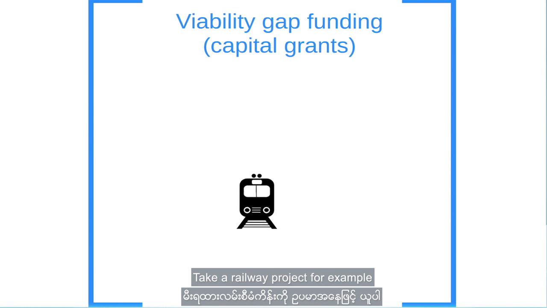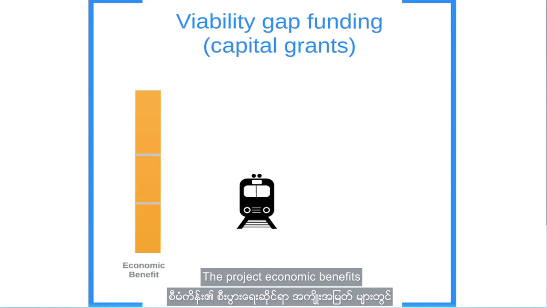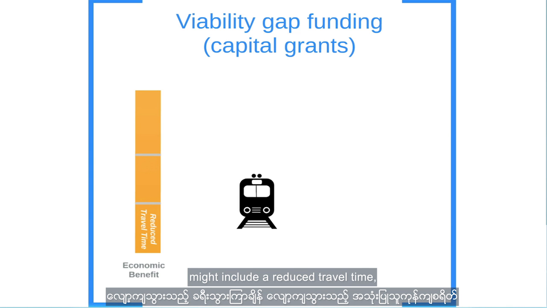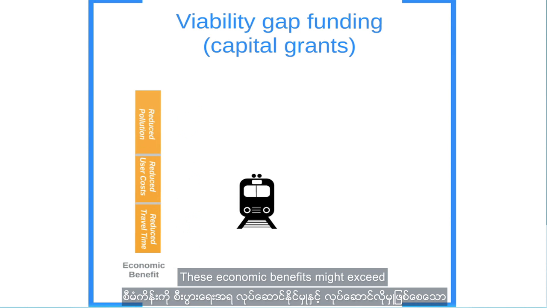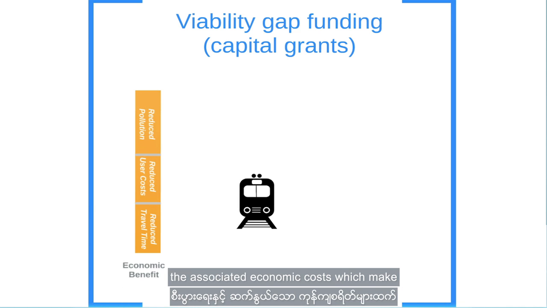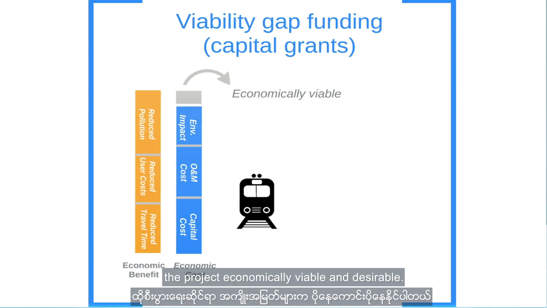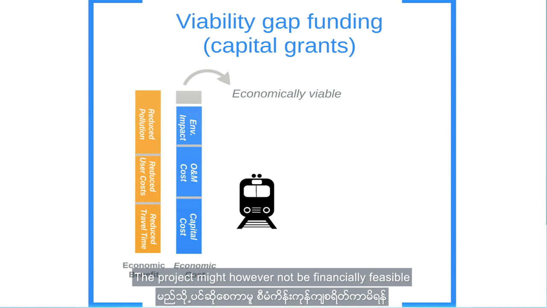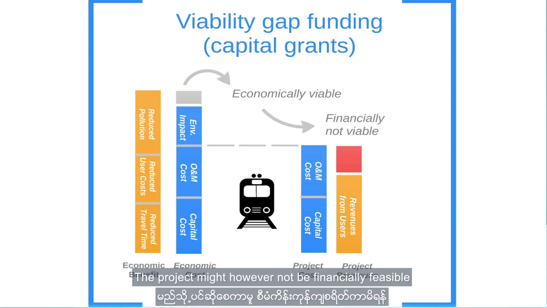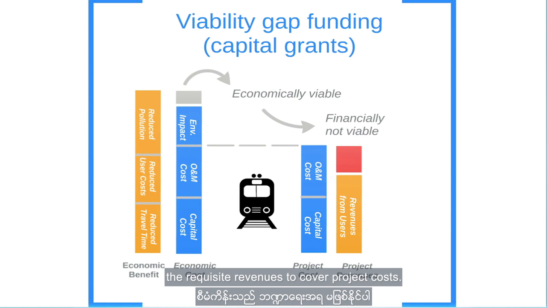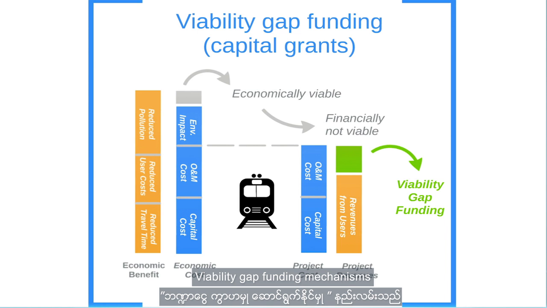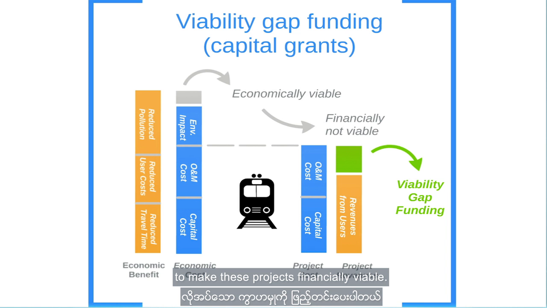Take a railway project, for example. The project's economic benefits might include a reduced travel time, reduced user costs, and a lower pollution level. These economic benefits might exceed the associated economic costs, which makes the project economically viable and desirable. The project might, however, not be financially feasible because it lacks the ability to raise the requisite revenues to cover project costs. Viability gap funding mechanisms fill the gap necessary to make these projects financially viable.